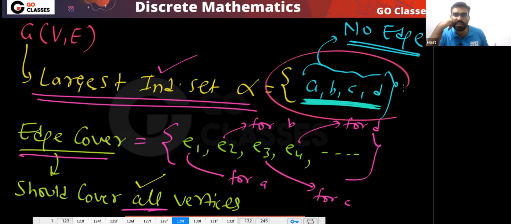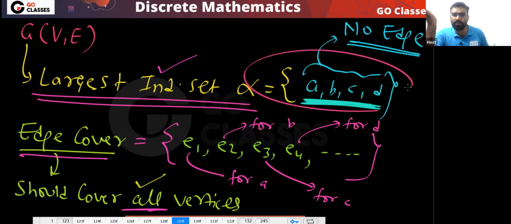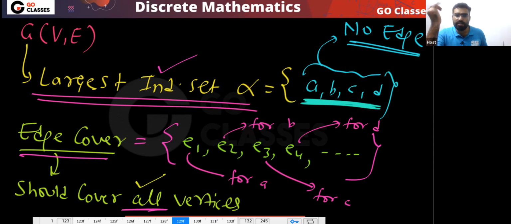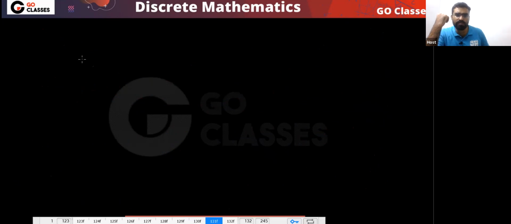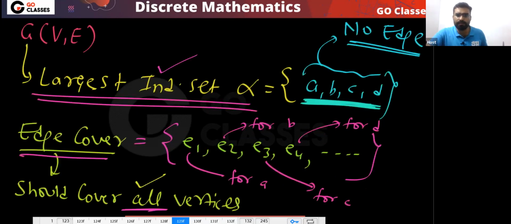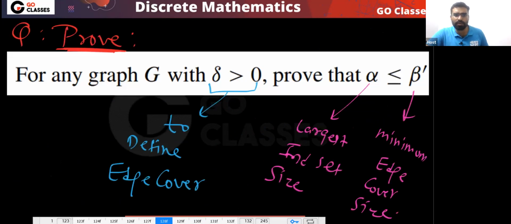So if you want to cover these vertices, then you definitely need at least 4 edges. If you want to cover this vertex, then you need a different edge. This vertex, different edge. This vertex, different edge. So for these 4 vertices, you need at least 4 edges. So finally, this is the proof. Is this proof clear? Very simple proof. That alpha is less than or equal to beta dash.